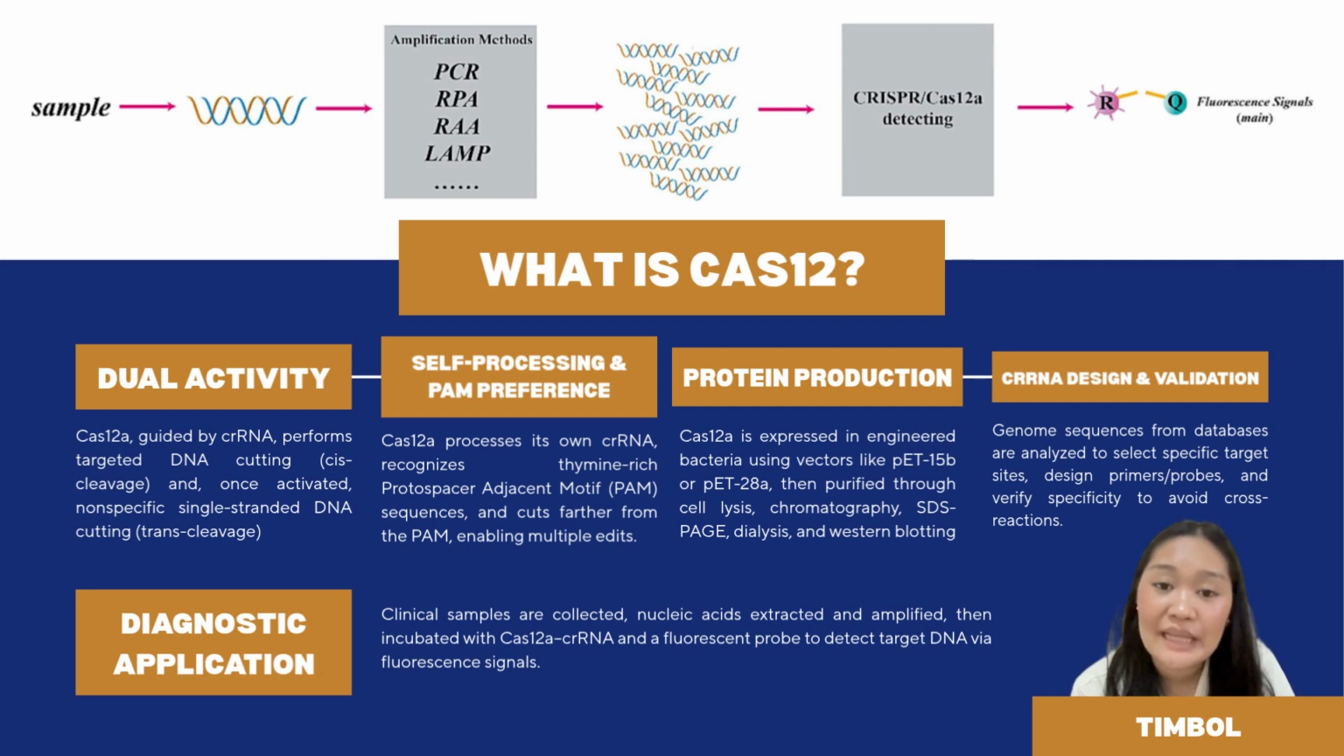Cas12a, guided by the crRNA, performs targeted DNA cutting, and once activated, non-specific single-stranded DNA cutting is performed. Unlike Cas9, Cas12a processes its own crRNA, recognizes T-rich protospacer adjacent motif sequences or PAM sequences, and it cuts farther from the PAM, enabling multiple edits. This is expressed in engineered bacteria using vectors like pET15b or pET28a, then purified through cell lysis, chromatography, SDS-PAGE, dialysis, and Western blotting. Genome sequences from databases are analyzed to select specific target sites and design primers or probes and verify specificity to avoid cross reactions.